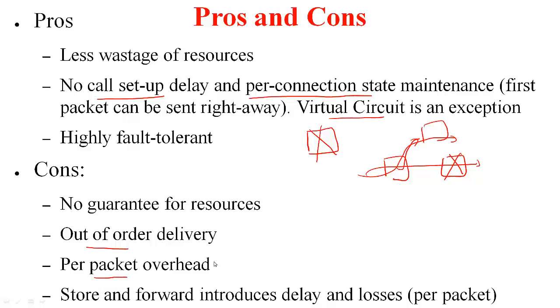Remember, I mentioned that you need to carry some information in the packet to facilitate forwarding. That's why you have per packet overhead. And the store and forward introduces delays and losses per packet. Buffer overflow can result in losses. And you have to retrieve a packet fully from a link before you can send it out on the outgoing link. So that kind of introduces a delay.